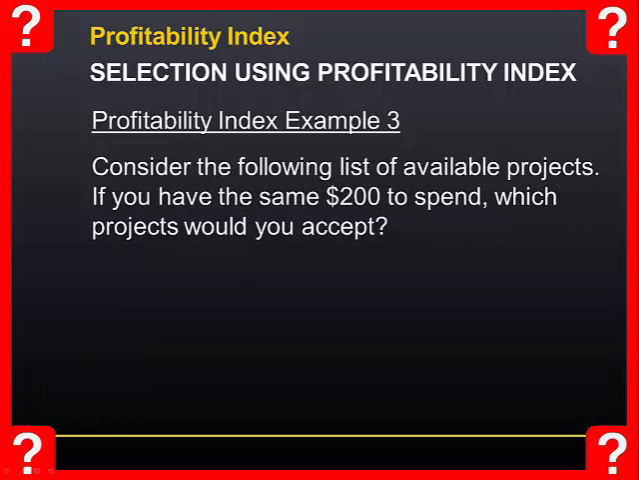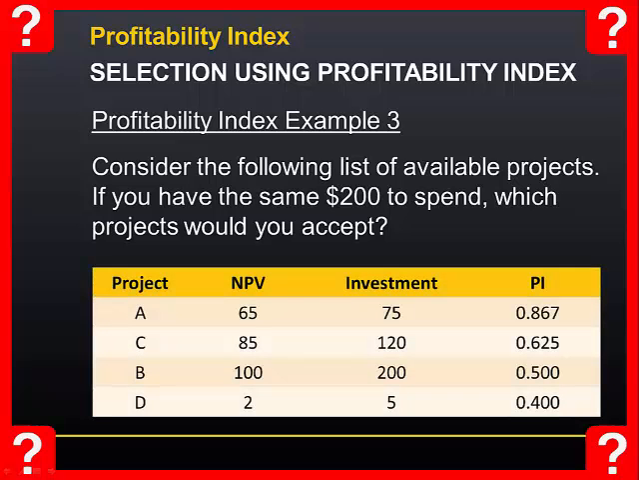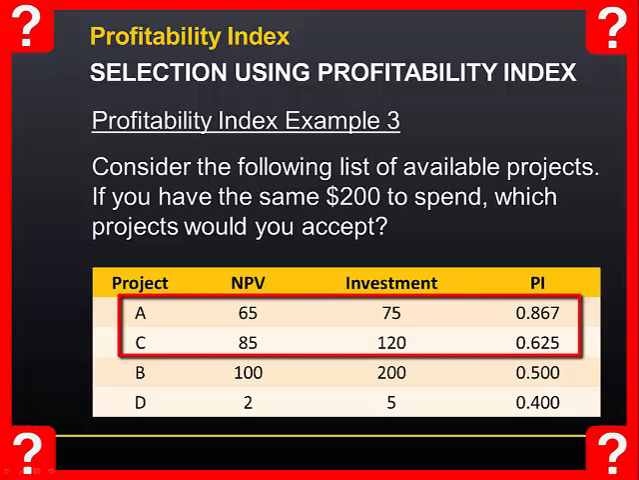Let's do one more example of selecting projects on the basis of PI. Consider these four projects, which are ranked from highest PI to lowest. Again, we would select project A and project C. If we go to the next project on the list, we can't afford it because it'll cost us $200 and we only have $5 left.